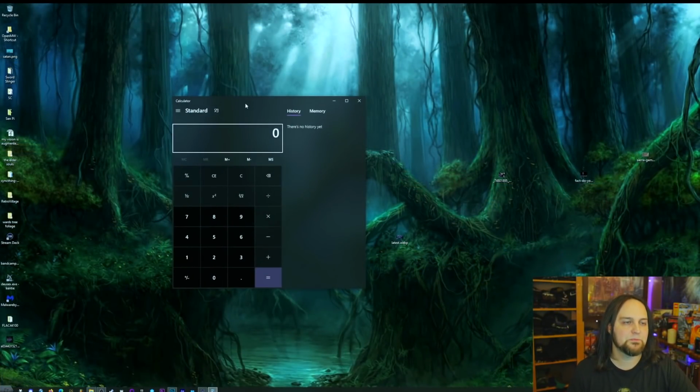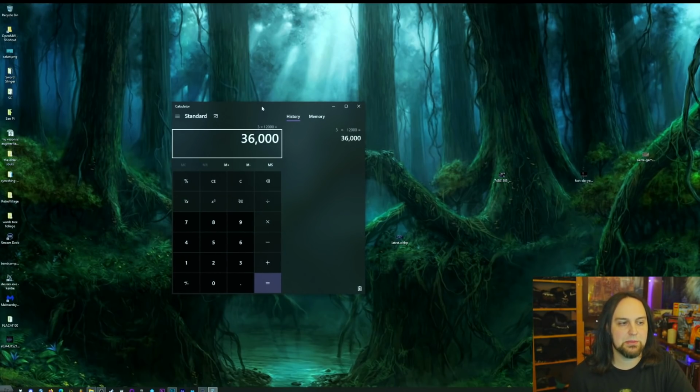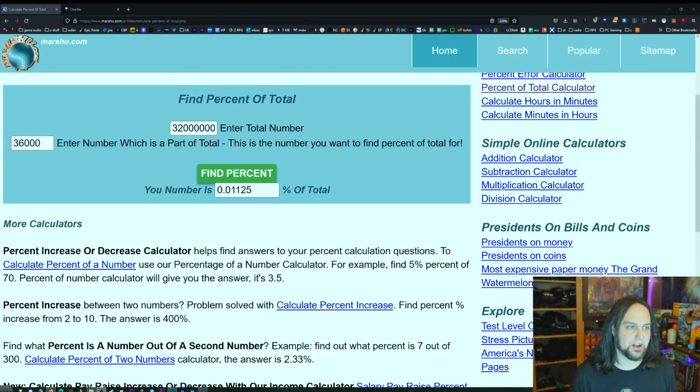Let's just say that on average, a lot of them are made by one person, but let's say on average, two are working on these games. I'll do three. So three, and we'll do 12,000 just to round up for 2022. 36,000 people making games. Just to make sure we're doing it right, I went to this website that calculates it for us. 36,000 people is 0.01125% of the population.